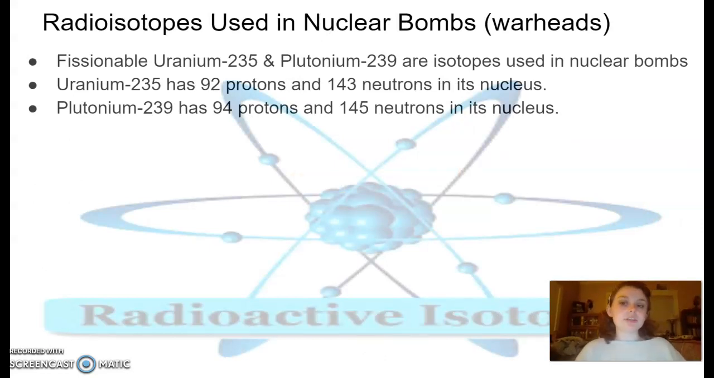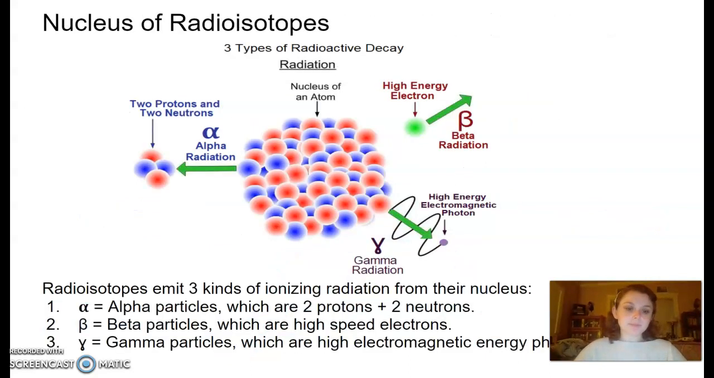Radioisotopes used in nuclear bombs. Fission: uranium-235 and plutonium-239 are isotopes used in nuclear bombs. Uranium-235 has 92 protons and 143 neutrons in its nucleus. Plutonium-239 has 94 protons and 145 neutrons in its nucleus.